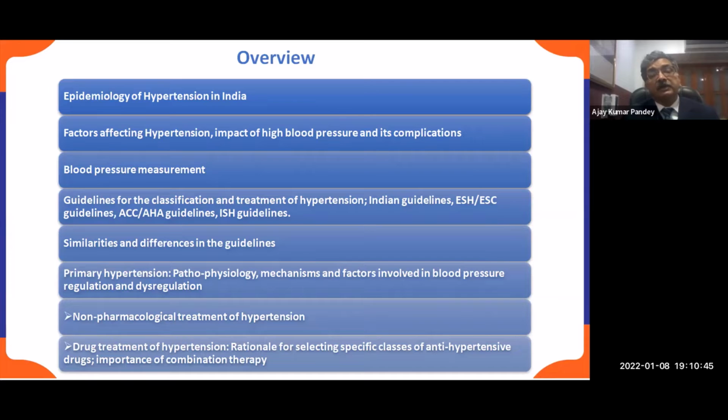And the different guidelines for the classification and treatment of hypertension, we will discuss Indian guidelines, European guidelines, American guidelines, and International Society of Hypertension guidelines, their similarities and differences, and essential hypertension or primary hypertension, the pathophysiology, mechanism, and factors involved in blood pressure regulation and dysregulation, then non-pharmacological treatments of hypertension and drug treatment for hypertension, rationale for selecting specific classes of antihypertensive drugs, importance of combination therapy, and so on.